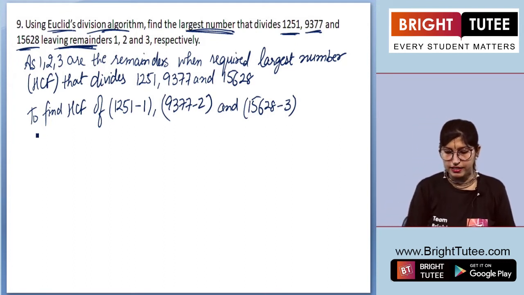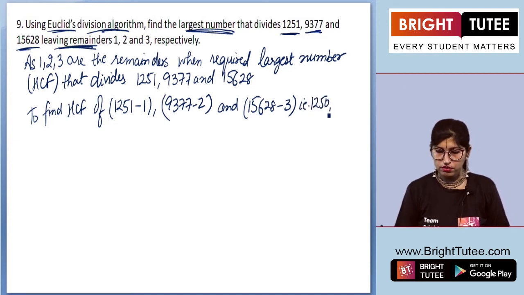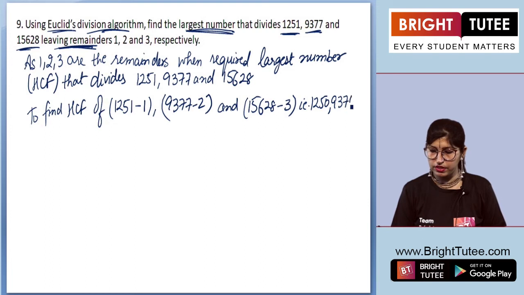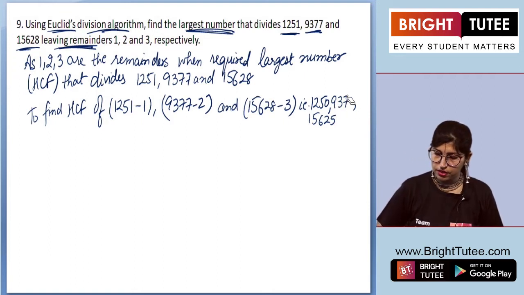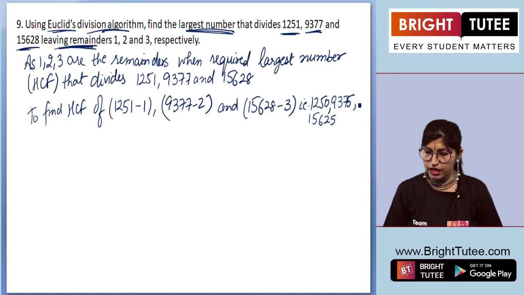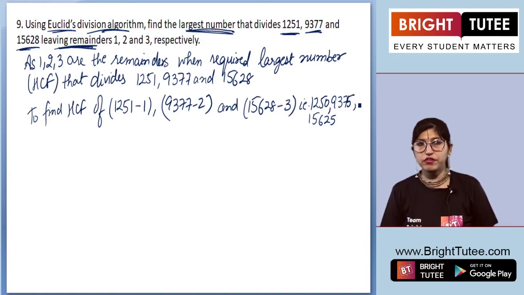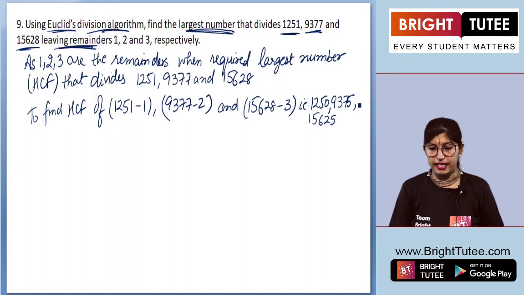So the numbers are 1250, 9376 and 15625. Okay, sorry, that will be 9375 as we need to subtract 2 from it. Now we have these three numbers and we need to find the HCF.